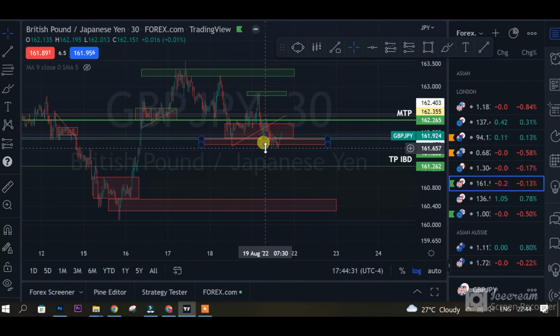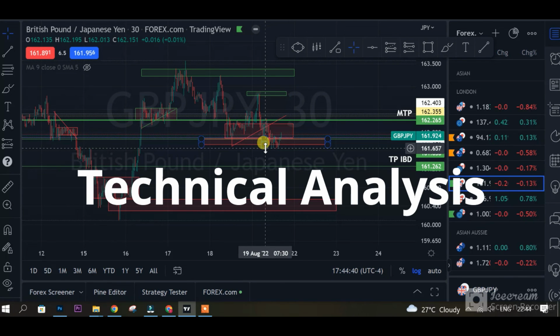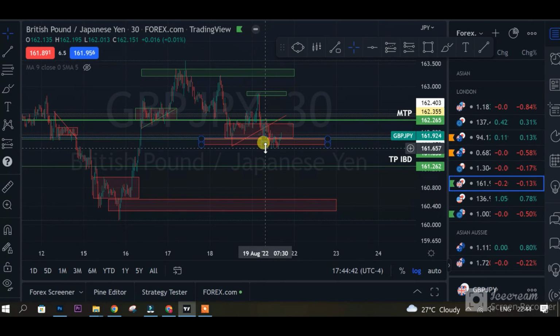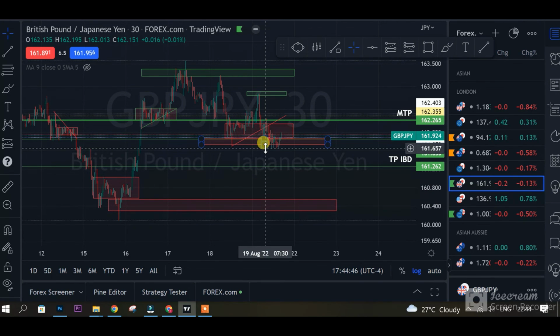And as you can see here, you have a lot of trading potential with these three tools. So your first one is technical analysis. Your second one would be supply and demand. And your third one is going to be breakout boxes. It's going to allow you to increase your opportunities to winning trades.